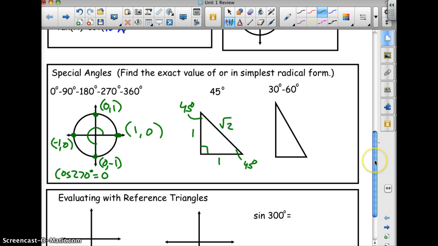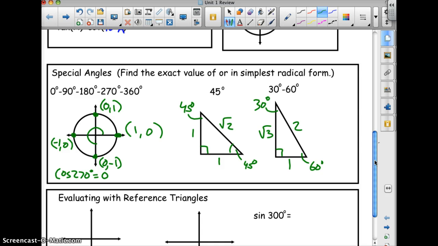So if I wanted to find, for example, the sine of 45, it's 1 over radical 2. You rationalize it, it's radical 2 over 2. All right? And to find 30 and 60, I'm going to use a 30-60-90 triangle. The littlest angle here is 30. This angle is 60. And 1 is the shortest side, 2 is the longest side, and radical 3. Okay? So for example, the cosine of 60 is 1/2. The sine of 60 is radical 3/2, and so on.